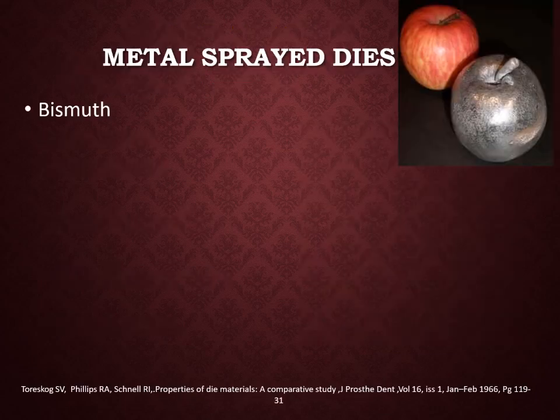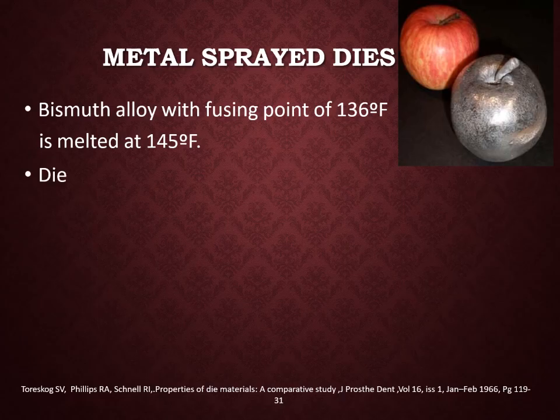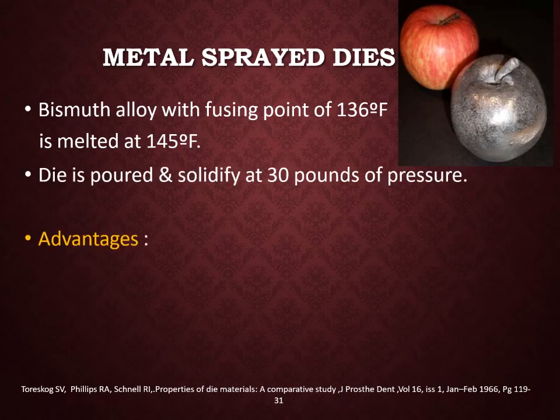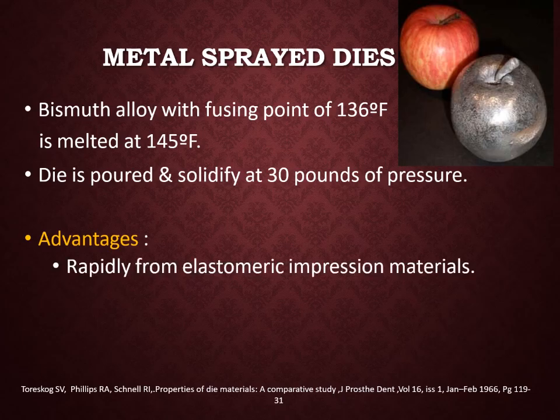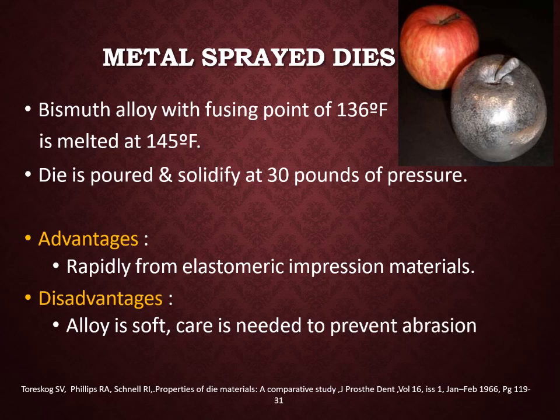Metal sprayed dyes. Bismuth alloy with a fusing point of 136 degrees Fahrenheit is melted at 145 degrees Fahrenheit. Dyes are poured and solidified at 30 pounds of pressure. Advantage: they are made rapidly from the elastomeric impression materials. The disadvantage is that the alloy is soft and care is needed to prevent abrasion of the die.